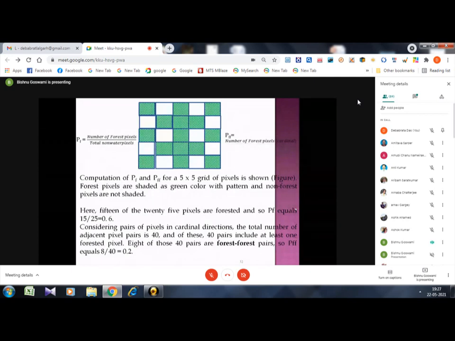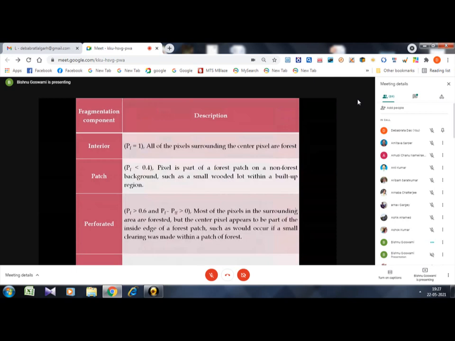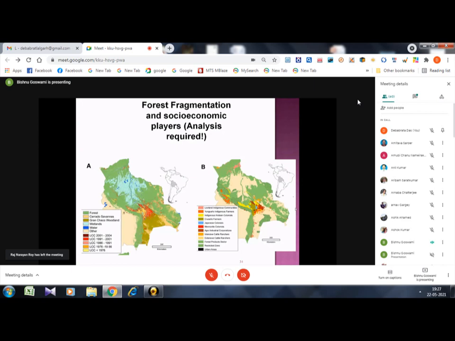So PF, a term we are using for calculation, is 0.6. And we can make this table: when PF is equal to 1, it is part of the deep forest. When PF is less than 0.4, it is a small wooded lot with a built-up region, and when it is between some values, it is a perforated type of forest. So these things are being automated using geospatial software, and this saves us a lot of time, and we can have a lot of data for big regions such as whole states.